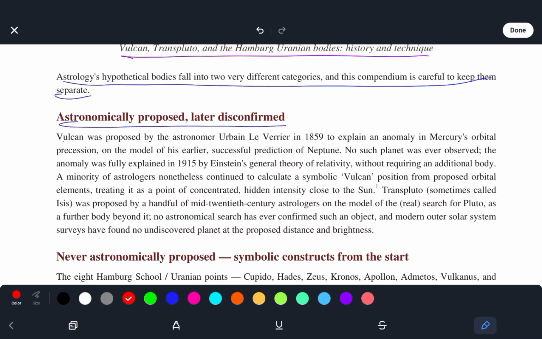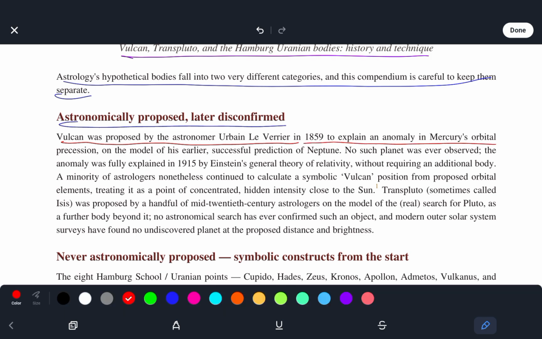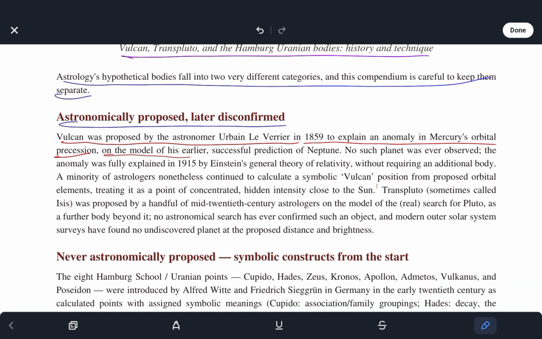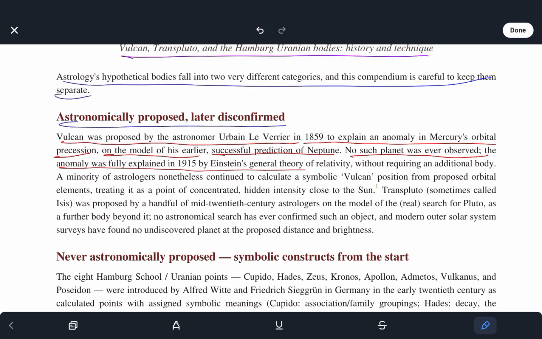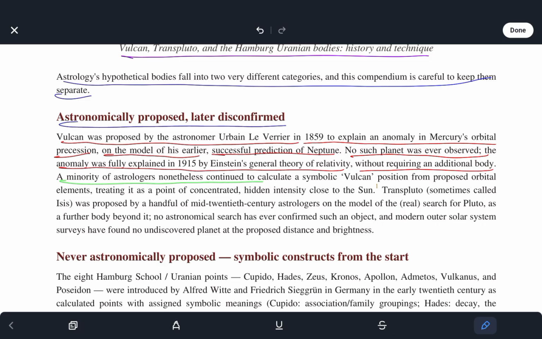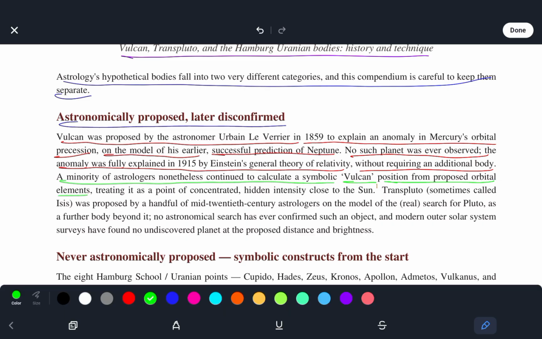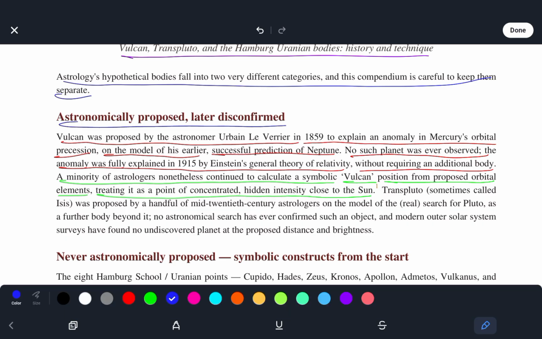Vulcan was proposed by the astronomer Urbain Le Verrier in 1859 to explain an anomaly in Mercury's orbital precession, on the model of his earlier successful prediction of Neptune. No such planet was ever observed. The anomaly was fully explained in 1915 by Einstein's general theory of relativity without requiring an additional body. A minority of astrologers nonetheless continued to calculate a symbolic Vulcan position from proposed orbital elements, treating it as a point of concentrated, hidden intensity close to the Sun.